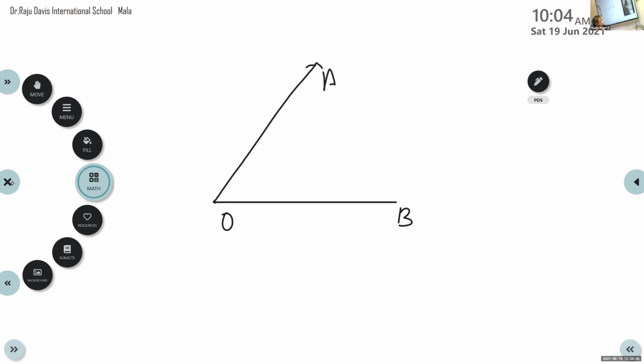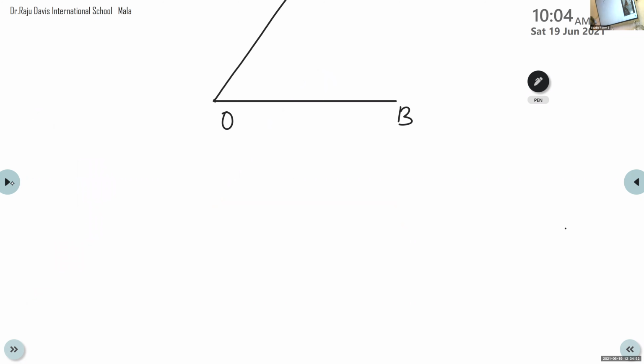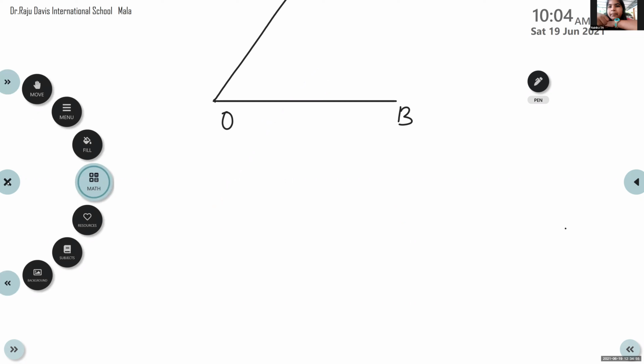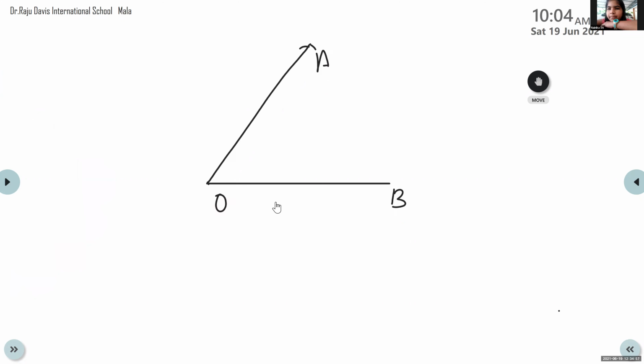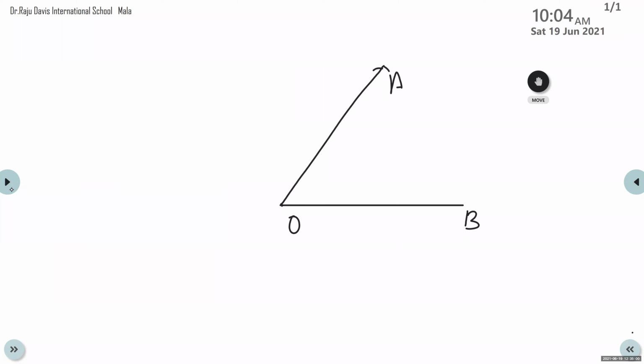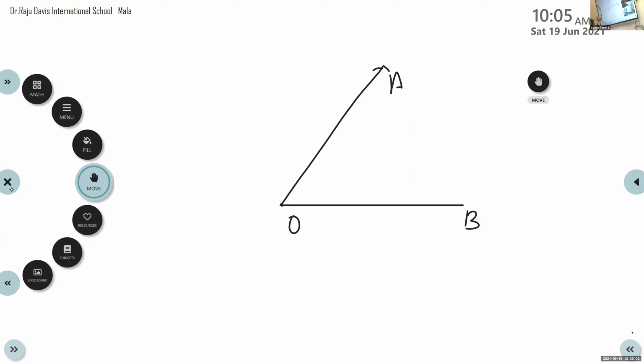First. Yes. Nainika. Yes, ma'am. What are the names of these rays? Yes, what are the names of these rays? Tell me. Can you tell the names of these rays? What is the vertex here? Three participants raised their hand. Who are the three participants? Tell me your name and tell me the answer.